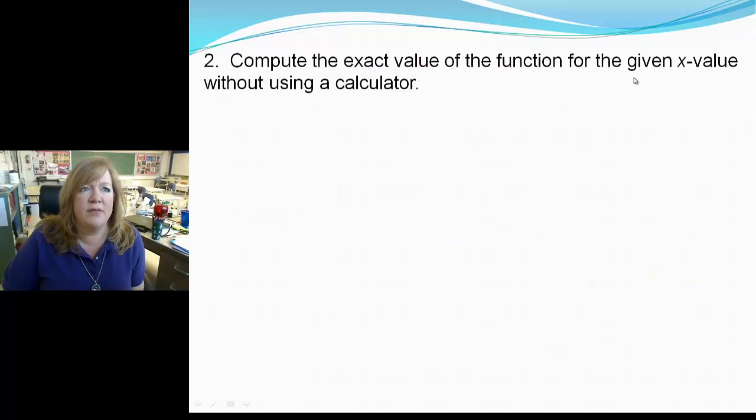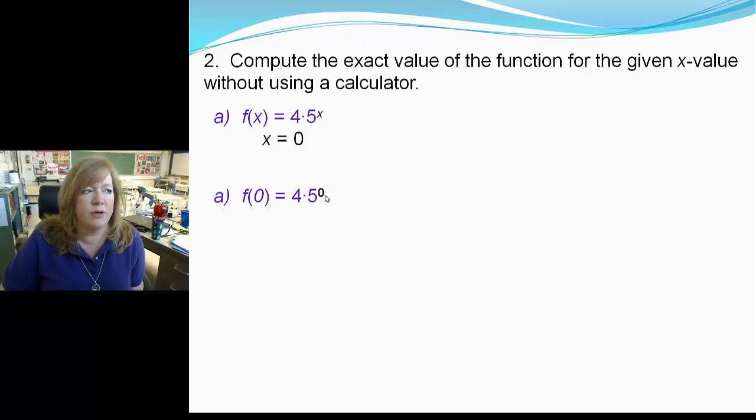Compute the exact value of the function for the given x value without using a calculator. So you're going to plug something in for x. So the function is 4 times 5 to the x power. So all we do is replace x with 0 and then use our order of operations. So we'd have 4 times 5 to the 0, and that would be 4 because 5 to the 0 is 1. Anything to the 0 power is 1, so we'd have 4 times 1.